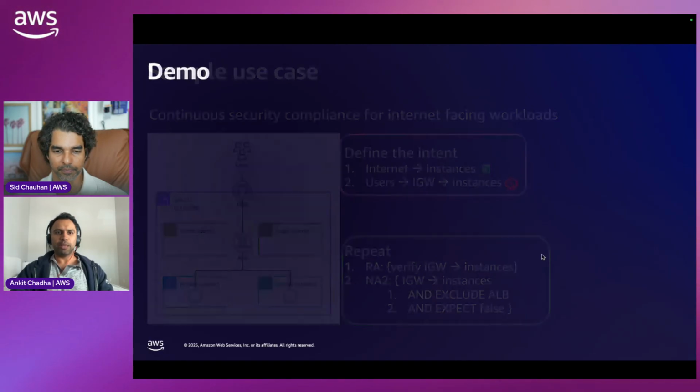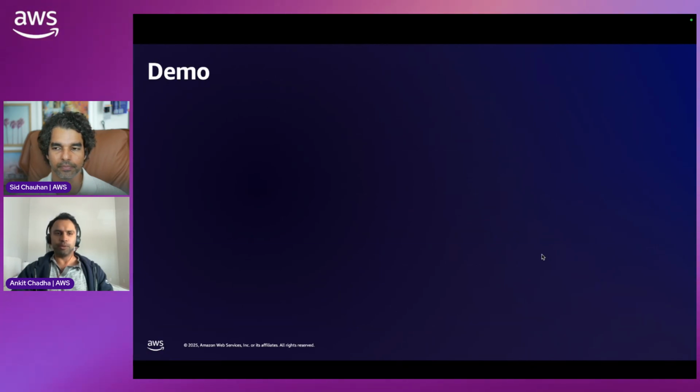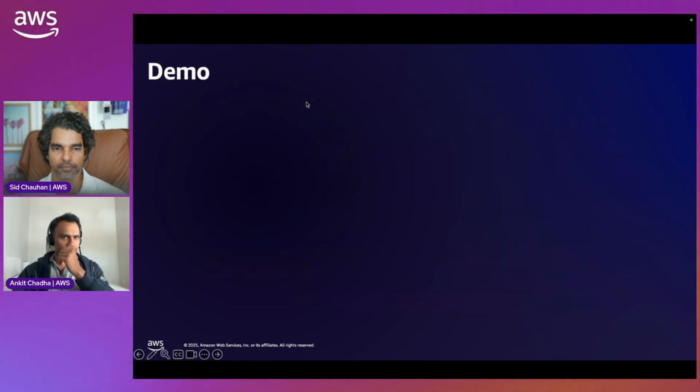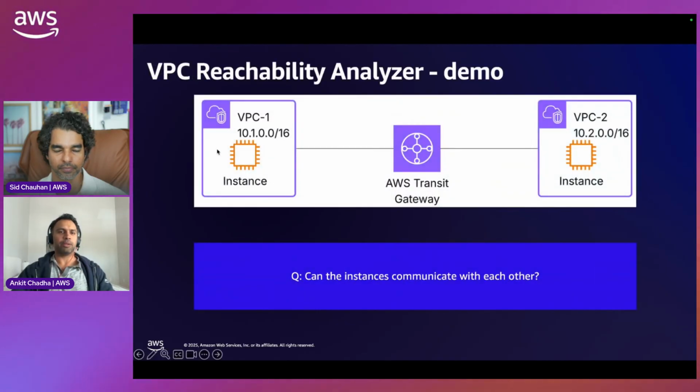Awesome. So with that, let's start looking at the demo. Let's do VPC reachability analyzer first, right? The use case is still quite simple. You have two VPCs. I'm using all of this in the same account, but the main point to remember is that you can use reachability analyzer across multiple accounts. So I have two VPCs, VPC1 and VPC2. Each VPC has an instance inside of it in a private subnet. And then a transit gateway is supposed to provide connectivity to them, right? And the question is, can the instances communicate with each other in the first place?